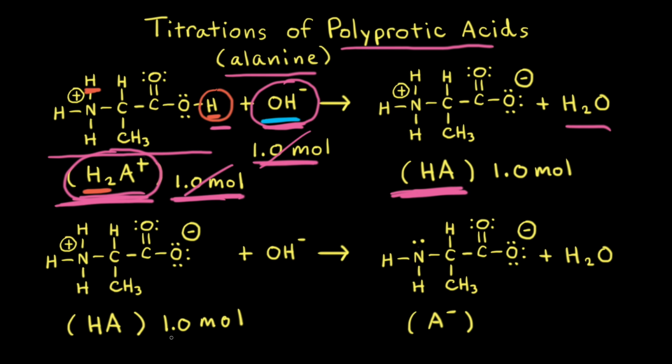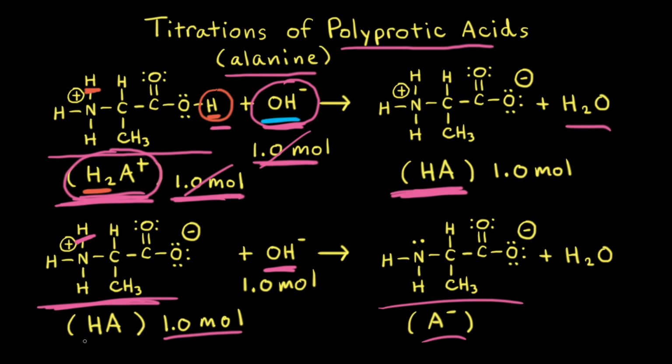HA. So now we have 1 mole of HA in solution, and if we continue to add hydroxide anions, they react with HA and take one of the acidic protons on the nitrogen to form A-. A- is the conjugate base to HA. It would take another mole of hydroxide anions to completely neutralize the HA and to turn it into A-. So 1 mole of HA reacts with 1 mole of hydroxide anions to form 1 mole of A-.